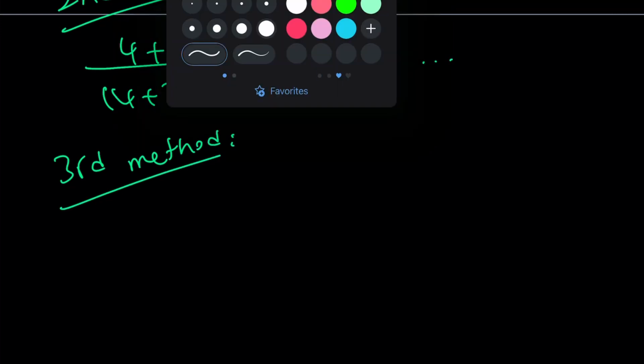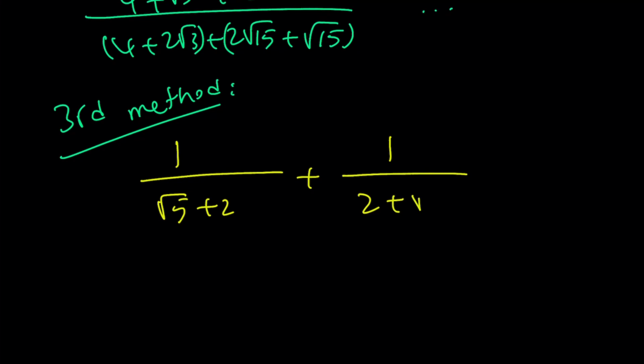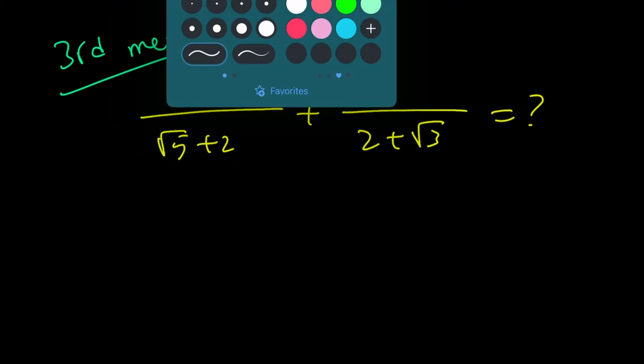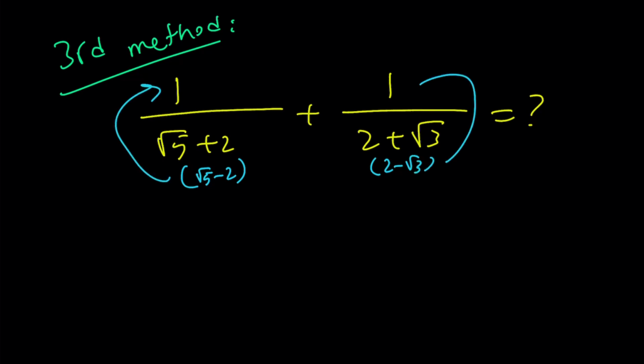So our third method involves the following. Let me rewrite the original expression. It was 1 over root 5 plus 2, plus 1 over 2 plus root 3, right? That was the expression we were trying to simplify. Now with the third method, here's what we're going to do. Why not just multiply by conjugates, right? And I know some of you, maybe all of you, were thinking about this as soon as you saw the problem. That's going to be root 5 minus 2 here and 2 minus root 3 here. But we're going to multiply them by 1s. So they're going to be like this.